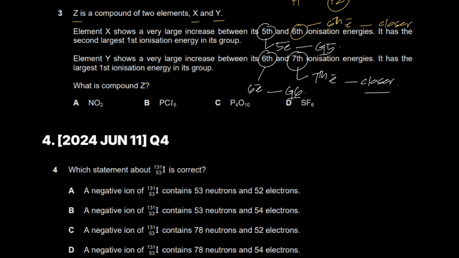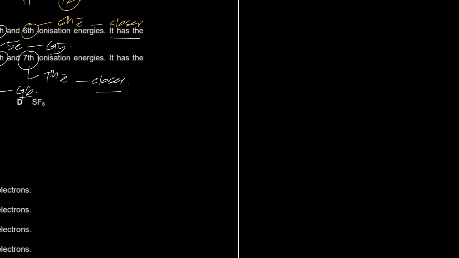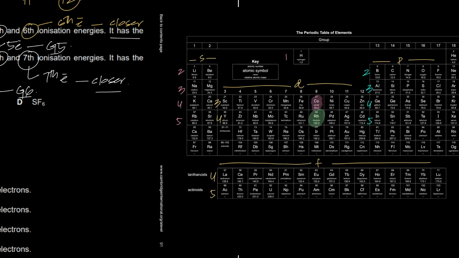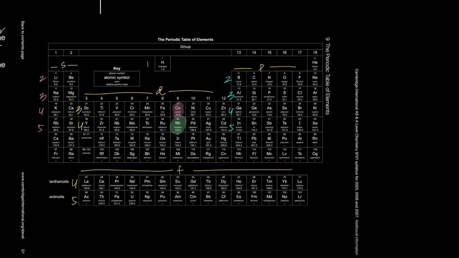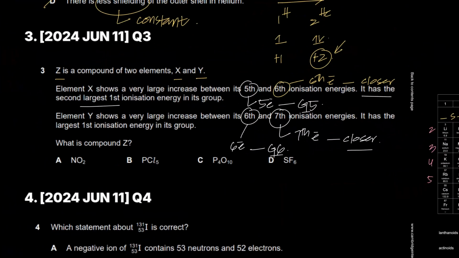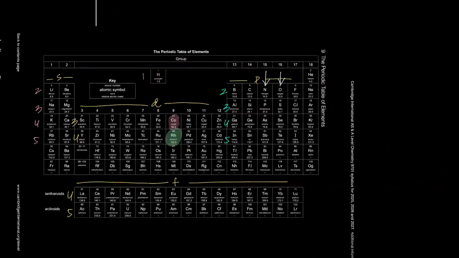Now we have to figure out which element it is. He's also given you extra details. He's saying it has the second largest first ionization energy in the group. Let me show you the periodic table. I can't answer these questions without the periodic table. I have not learned the periodic table, but one is in group 5 or group 15 right here, and the other one is here. Now he's saying that the one which is in group 5 has the second largest first ionization energy.